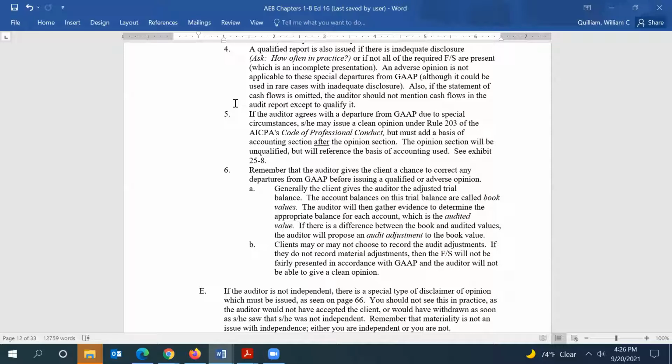So we'll issue a qualified report. I will show you. And by the way, if not all the required financials are present, that's called an incomplete presentation. An adverse opinion is not applicable to these special departures from GAAP, although the auditing standards say that it could be used in rare cases for inadequate disclosure. Very rare. It would have to be really bad, and we would have to feel that financial statement readers would be misled by this lack of disclosure, whatever it may be. Also, by the way, if the statement of cash flows is omitted, the auditor should not mention cash flows in the audit report except to qualify it.